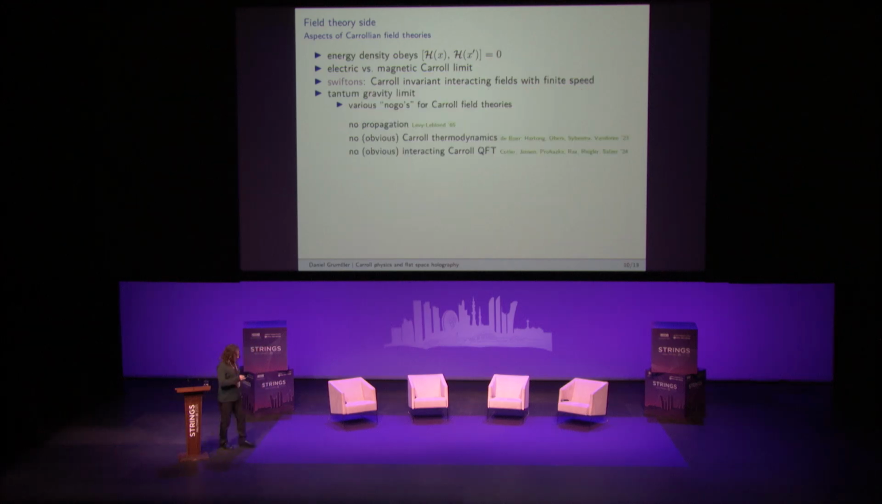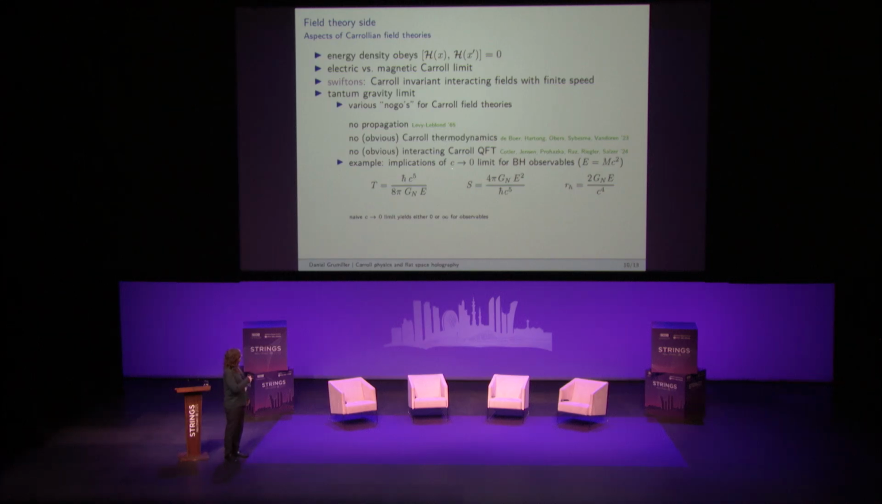Okay, so I'm already on my last slide, well, not quite. I have one more point to make. There's something interesting going on when you send c to 0. We refer to this as tandem gravity limit. There are various no-go results or apparent no-go results for Carroll field theories. No propagation, but we just saw you can go around this using the Swiftons. There's no obvious Carroll thermodynamics, from this Carroll stories paper by de Boer, Hartong, Obers, Sybesma, and Vandoren. And there's also no obvious interacting Carroll quantum field theory, in this paper by Cotler, Jensen, Prohazka, Raz, Riegler, and Salzer. Now, let's address the second point here. I don't have any good answer to the third one yet.